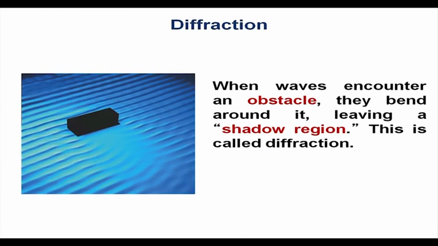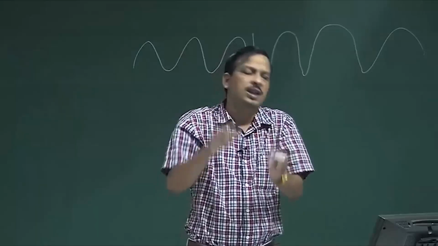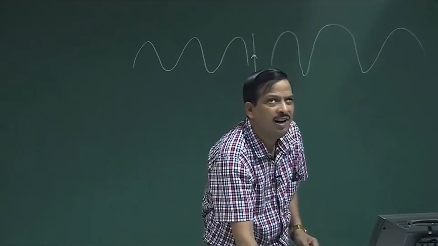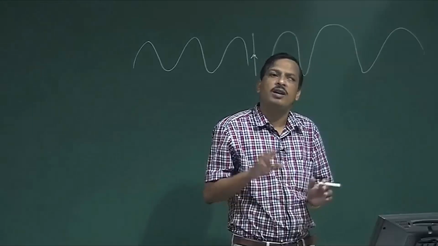When a wave encounters an obstacle, if you see a wave in a pond and you put a wooden log there, there is some portion behind the log where there will be no wave. So this is called diffraction. The wave is diffracted by the log. So when a wave encounters an obstacle, it bends around the obstacle and creates a shadow region. This phenomenon is called diffraction.